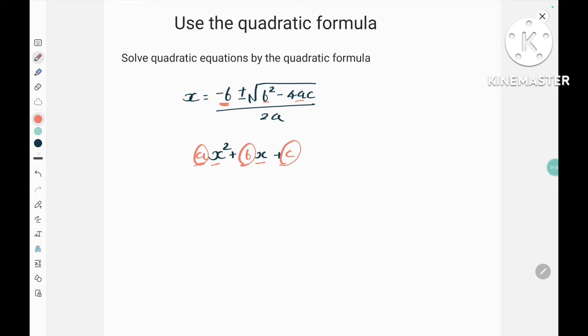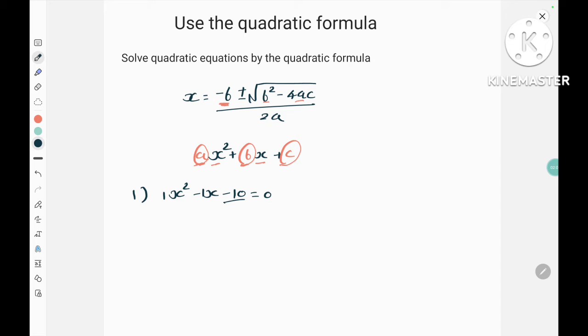Okay, let's see a few examples. First example: x square minus x minus 10 equals 0. First, in front of x square there is no number, which means 1. In front of x there is no number, which means minus 1, and the constant term is minus 10.